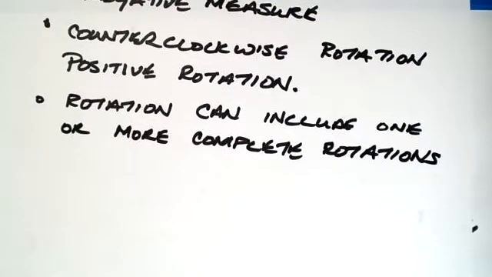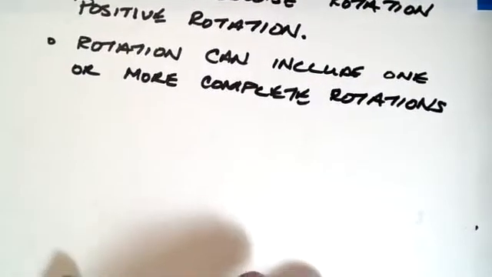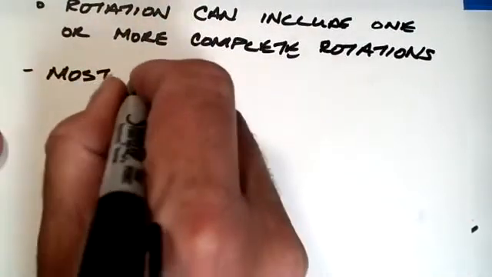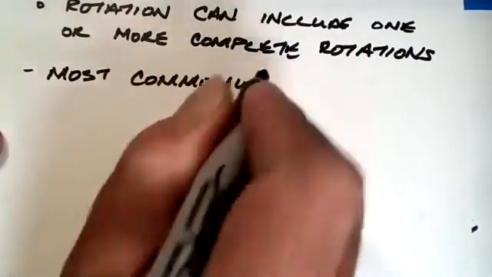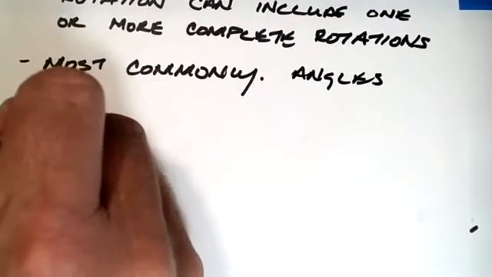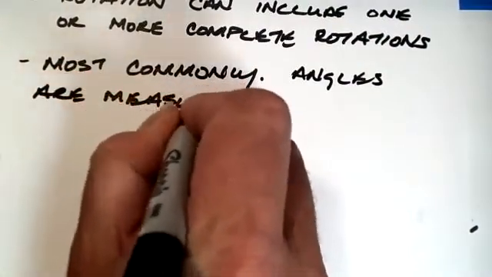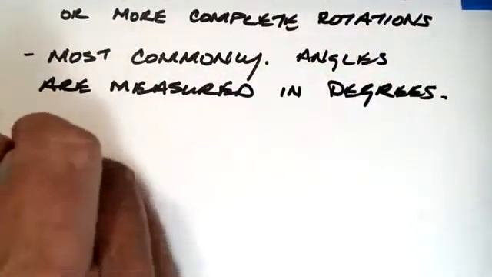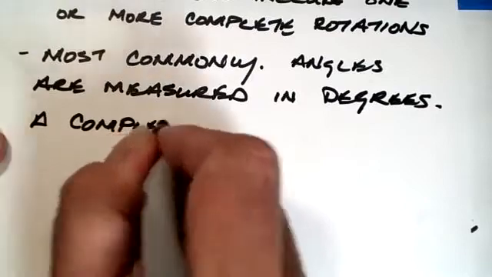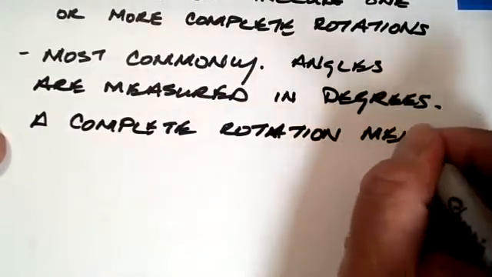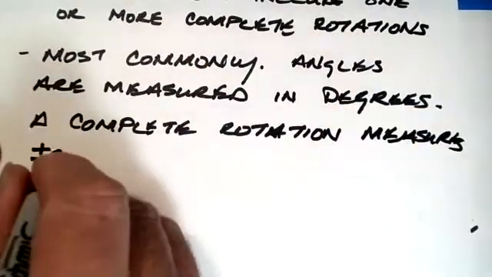Okay, so before we get in, maybe I should state the units that we're going to use first. We're continuing our discussion about the measurement of an angle. Most commonly, and this is probably what you're most familiar with, angles are measured in degrees. A complete rotation measures plus or minus 360 degrees.